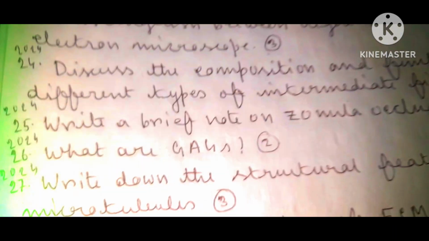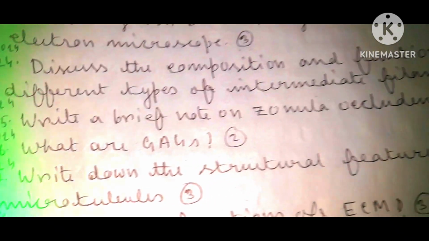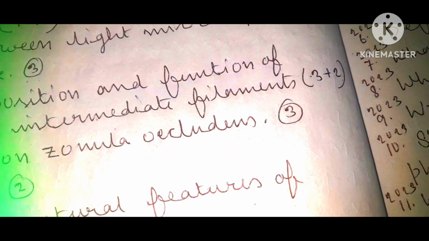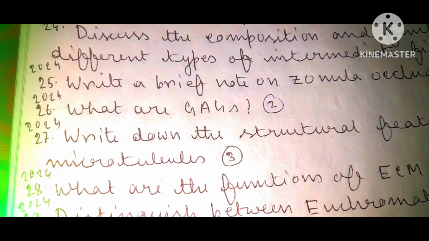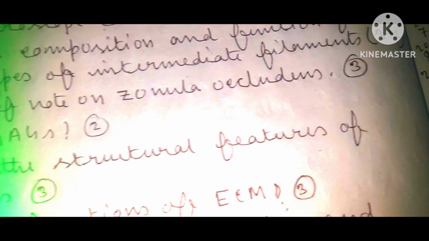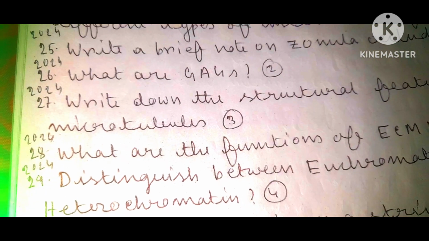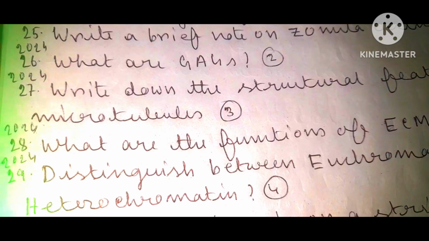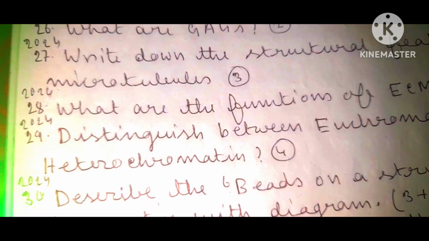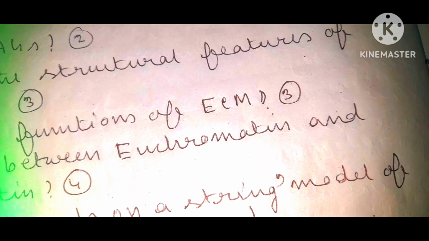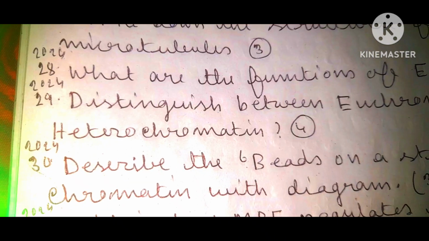Discuss the composition and function of different types of intermediate filaments, carrying 3 plus 2 marks. Write a brief note on zonula occludens, carrying 3 marks. What are GAGs, carrying 2 marks? Write down the structural features of microtubules, carrying 3 marks. What are the functions of ECM, carrying 3 marks?